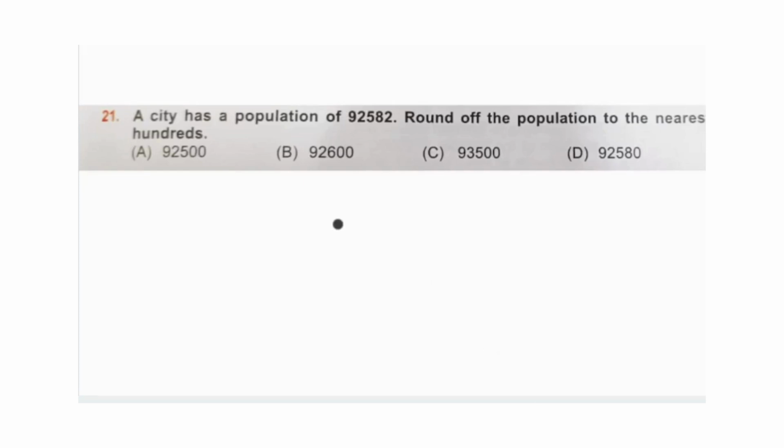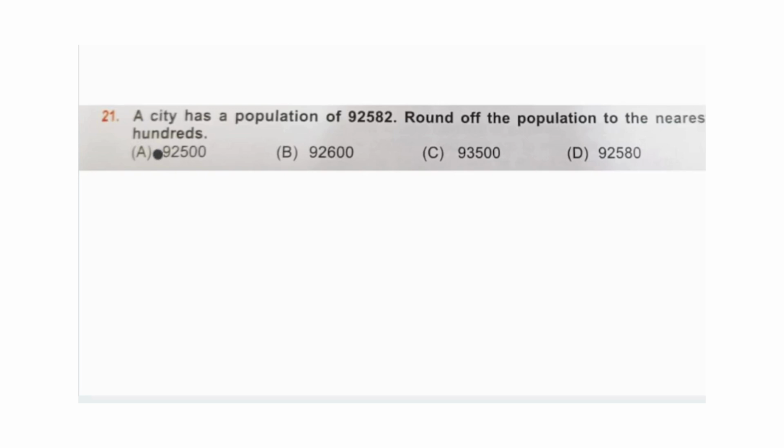Let's look at question number 21. This is from Everyday Mathematics. The purpose of this question is to solve problems in everyday life. The question reads: a city has a population of 92,582. Round off the population to the nearest hundreds.